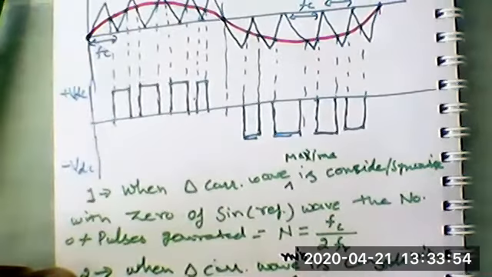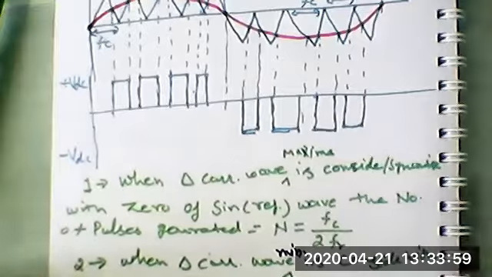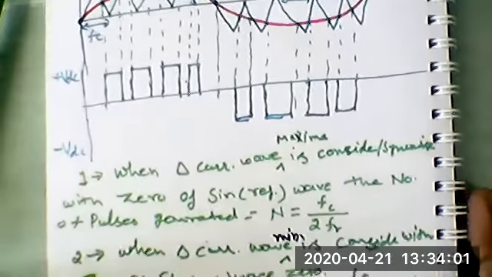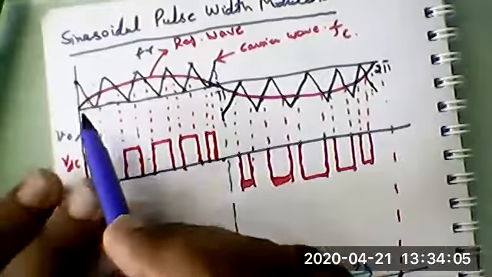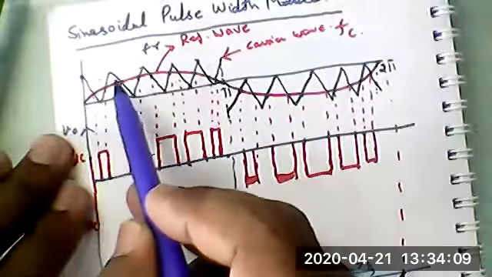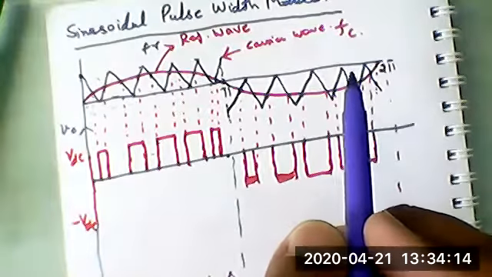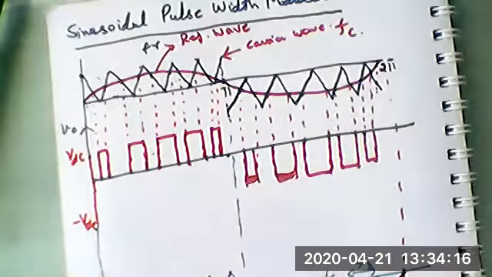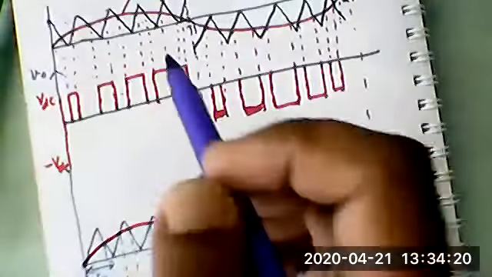Any doubt, Prakash or anyone? How did this N equal to fc upon 2fr come about? See how it came. This time period is how much? It is T/2. Okay, right, it is very simple.